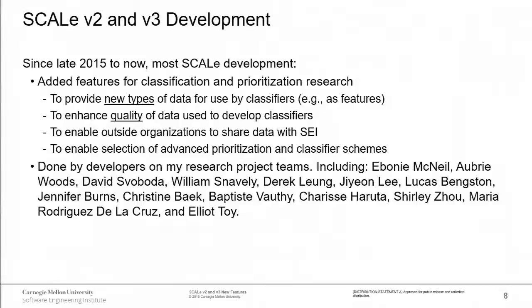So a small screenshot of that is shown to the left here, but we'll show you a bigger screenshot and talk about it later in this presentation. So the new features that have been added for this classification and prioritization research provide new types of data for use by classifiers. They enhance the quality of data used to develop classifiers with the intention to produce more accurate classifiers. They enable organizations outside the SEI to share their data with SEI without sharing sensitive data. And they enable selection of prioritization and classification schemes. So this development has been done by developers on my research project teams who are named here. There's a long list and many thanks to them.